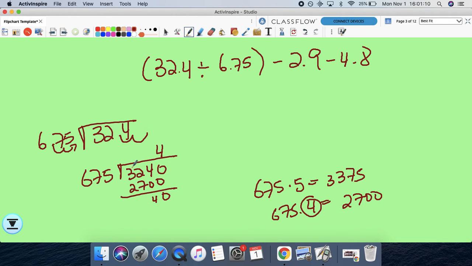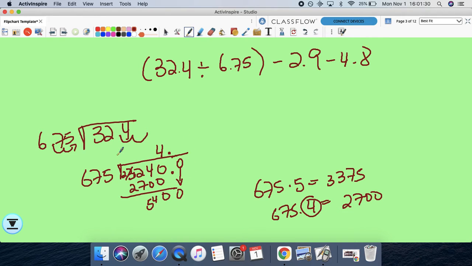0, 4, let's borrow here. 12 minus 4 is 8, 12 minus 7 is 5, and we're going to bring 5, and then we're going to add a 0. We're going to continue. Put a decimal on top, add a 0, and then let's bring that down.